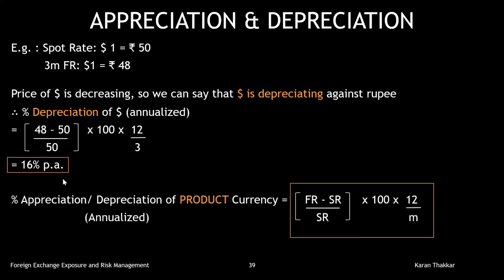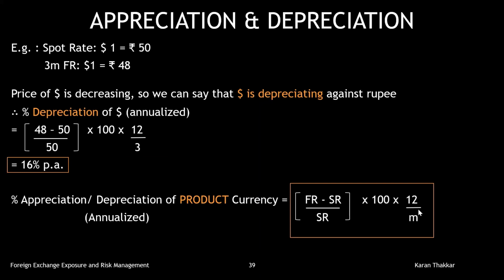Now based on both the examples, you can clearly find out what is the formula that we are using. The percentage of appreciation or depreciation of product currency on an annualized basis is basically the change, so forward rate minus the spot rate upon original, that is the spot rate, into 100 into 12 by m. This is for the annualized number, and this is a basic general formula for finding a percentage change: change upon original into 100.